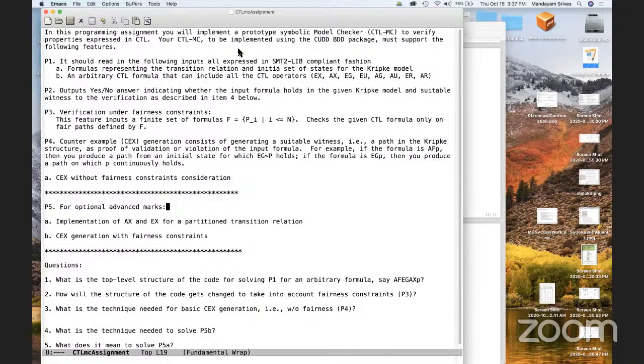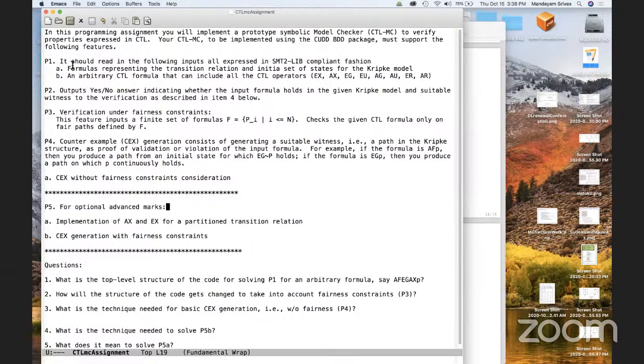Your CTLMC has to be implemented using the BDD package, and it must support the following features. The set of features that I want you to support mandatorily, and a couple of features that you can do for some advanced points, extra points that I will consider in the overall grading for the entire thing. So it won't go waste if you try and do that. The extra optional parts of the assignment as well.